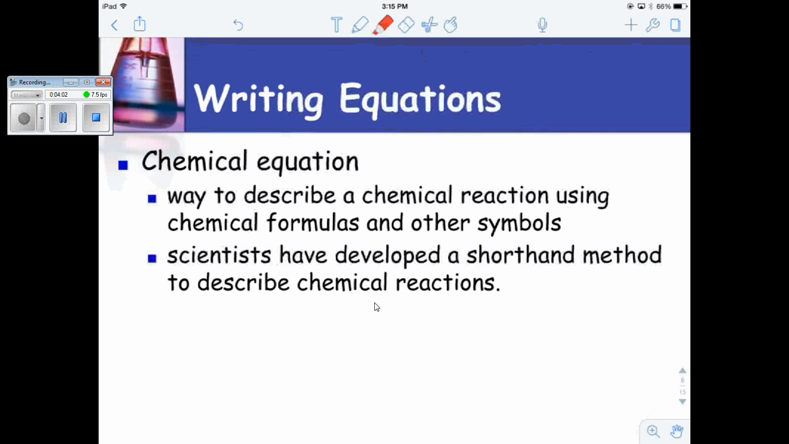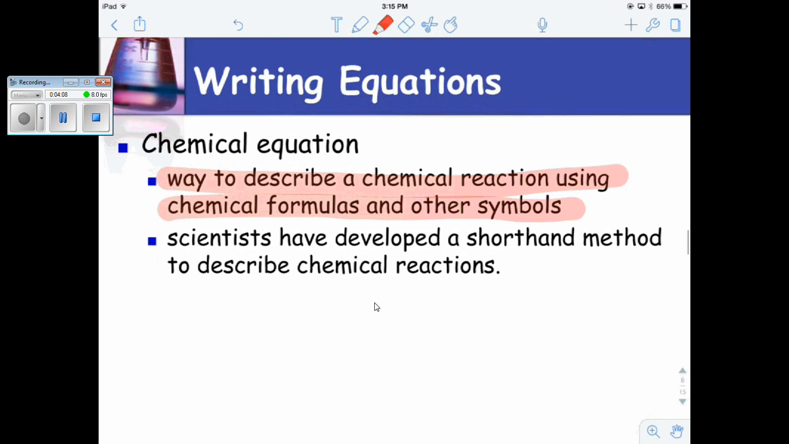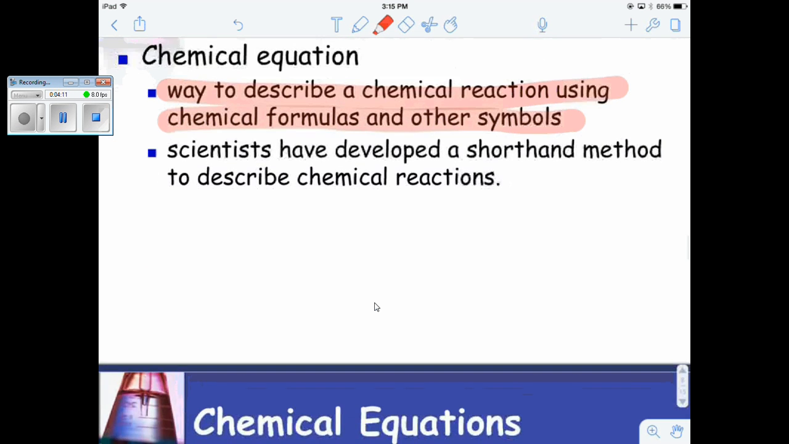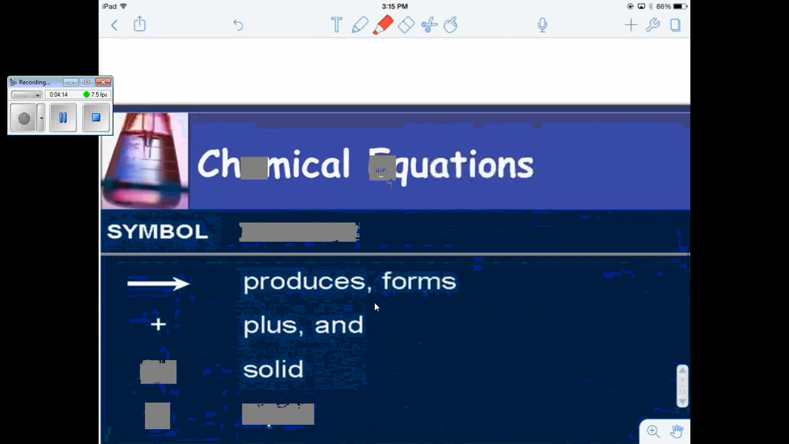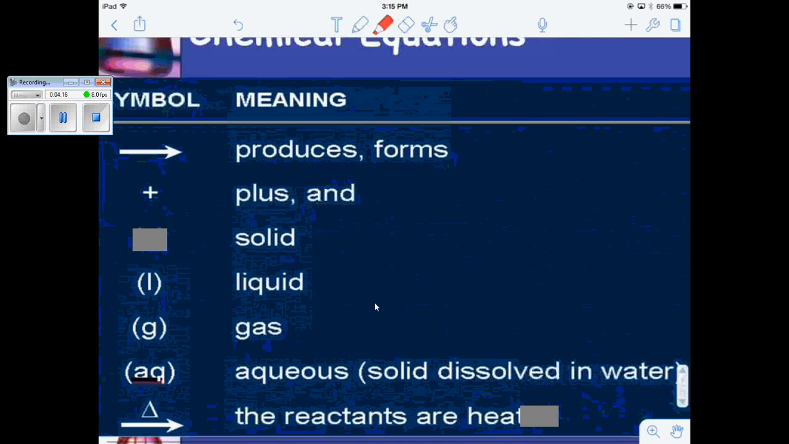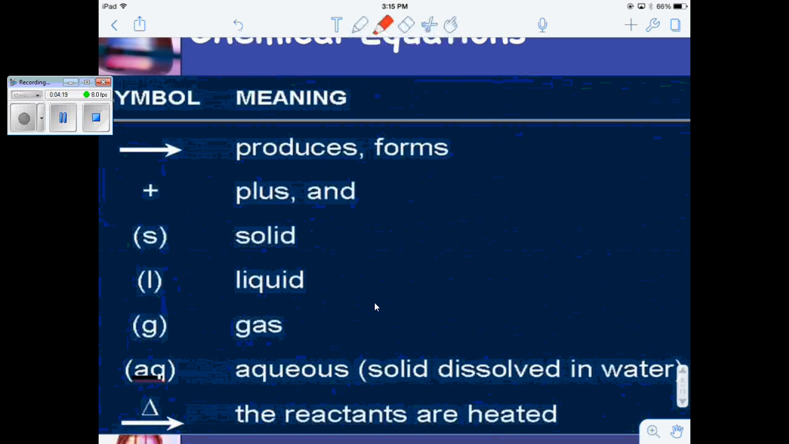Writing a chemical equation. A chemical equation is a way to describe a chemical reaction using chemical formulas and symbols. And so when we write chemical equations, we are going to use some of these symbols. All right, you're going to have to know what these mean. These aren't too crazy, but once again, the arrow means something is being produced or formed. The plus sign means plus. You're combining two or more substances, either elements or compounds.